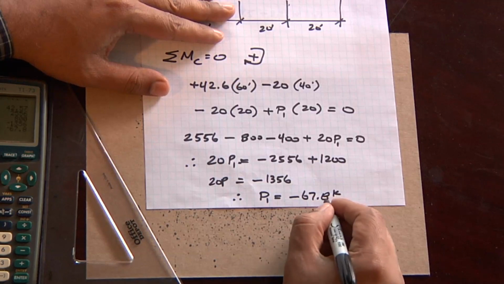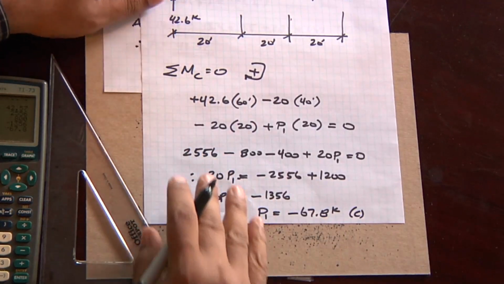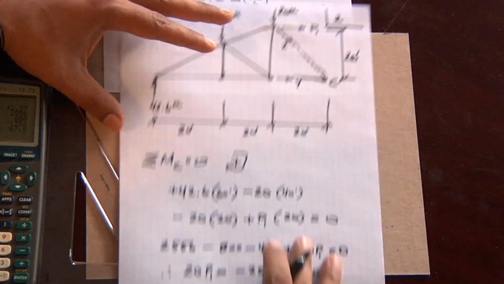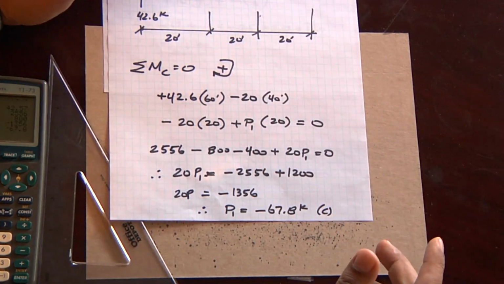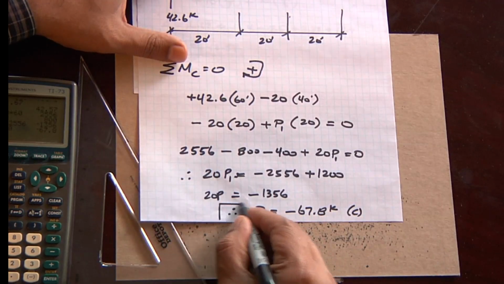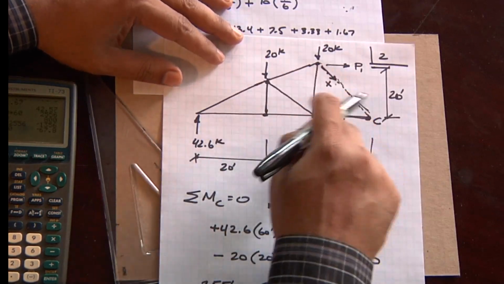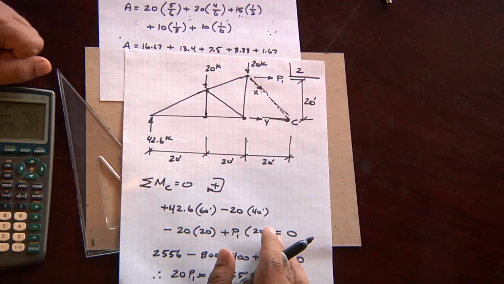Now the fact that it's minus only tells us that it's in compression. We assumed it to be in tension. But the fact is that it's in compression. That's not a big deal, because the sign will automatically correct you. We got that answer in basically one step without having to solve the entire truss. That's the method of sections, and that's the advantage of using the method of sections. Thank you.